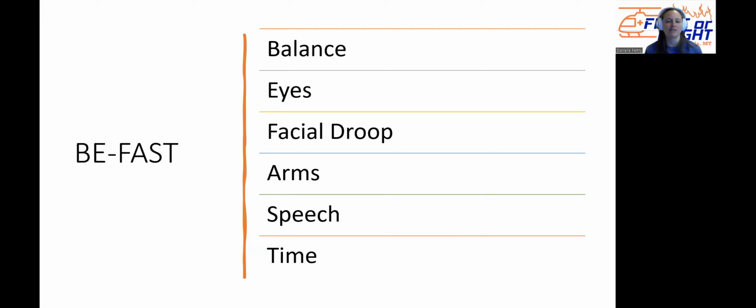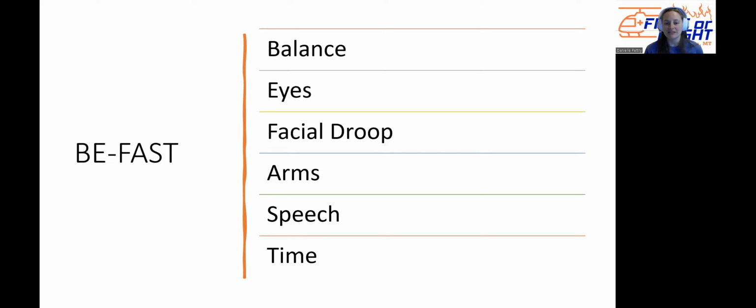Again, that could be anything from dysarthria, where they have slurred speech, to aphasia, where they're just unable to communicate or even understand what's going on. And then T stands for time. As always, we want to quickly get them to the hospital, and I think we covered that pretty well. So make sure they get to the hospital quickly.